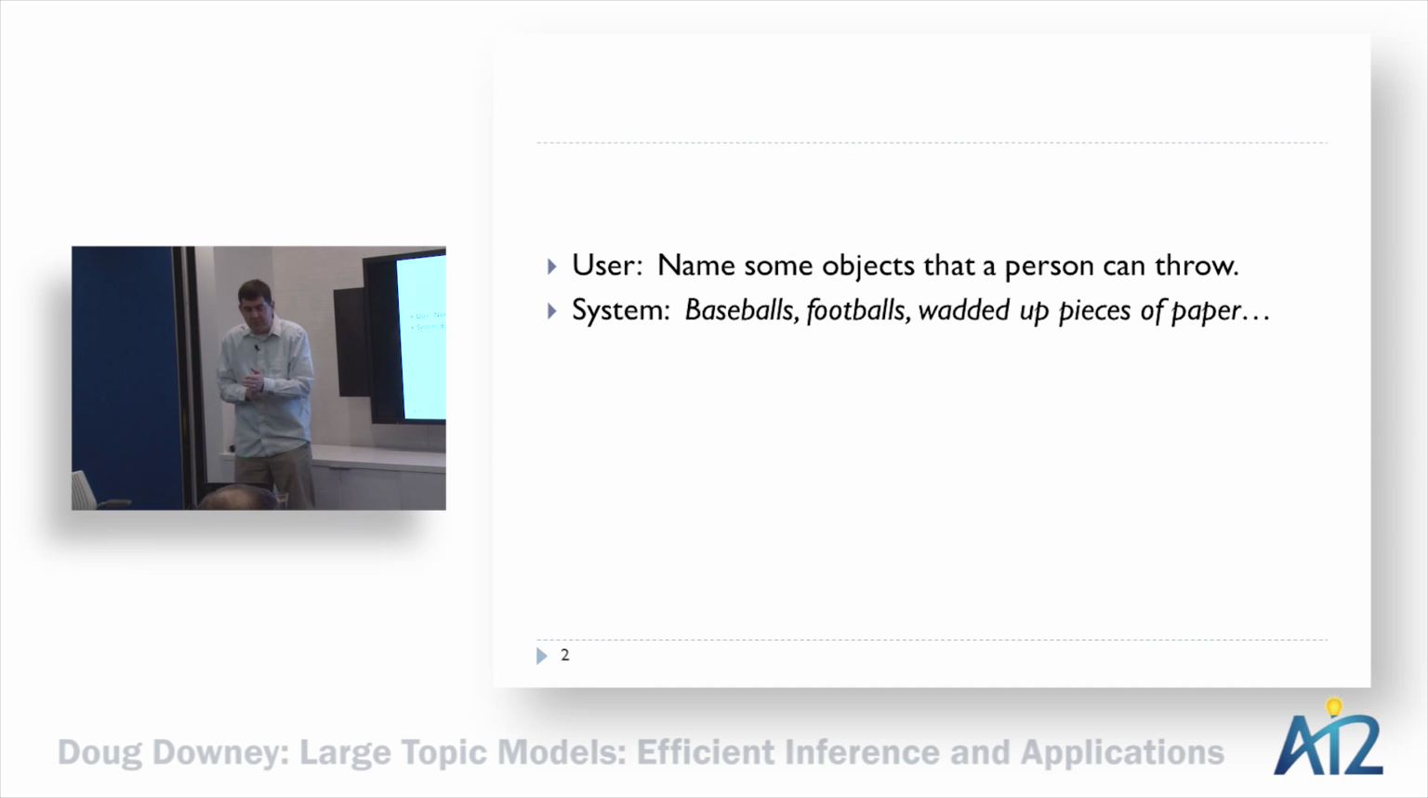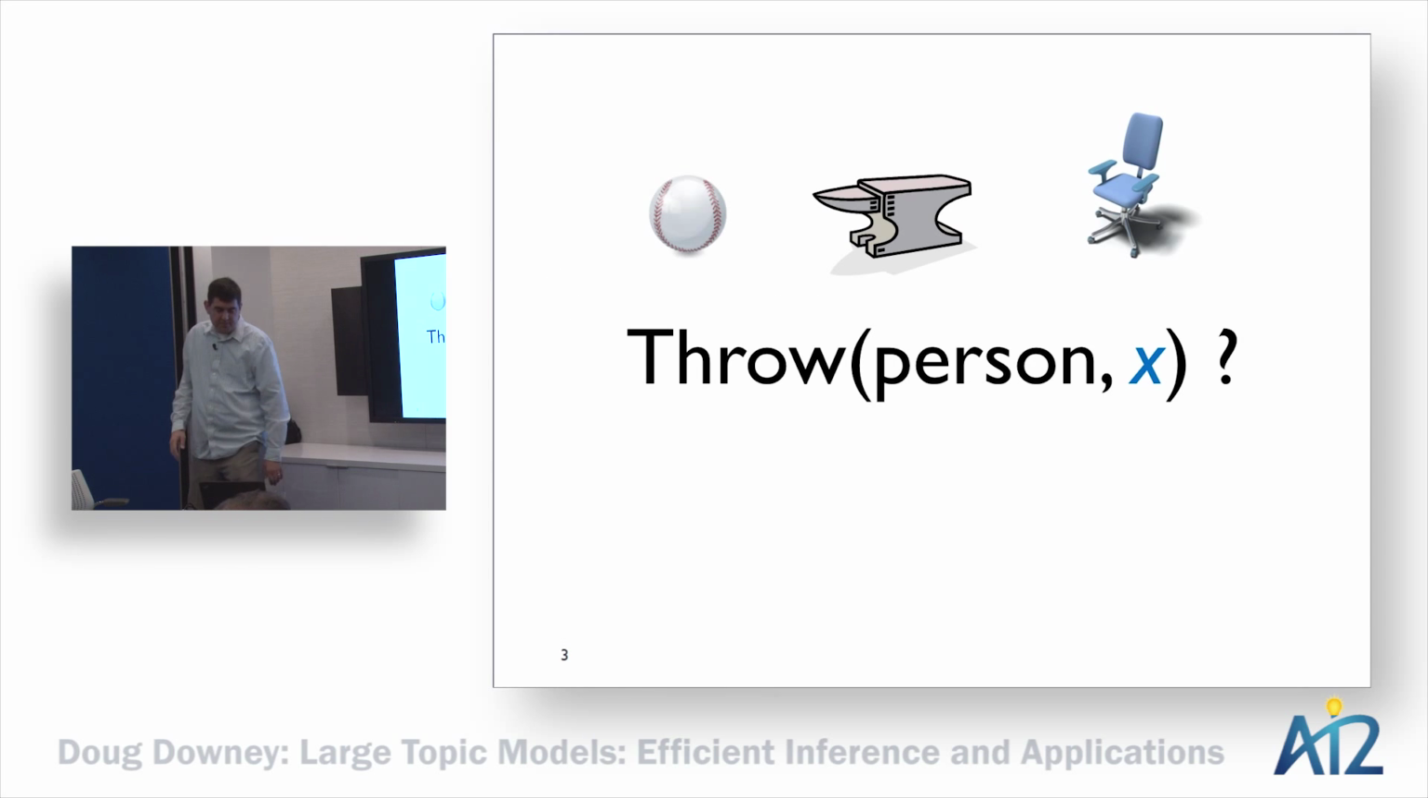But I'm going to start by talking about AI a little bit. So you imagine an AI system, right? One of the things we'd like an AI system to be able to do is answer questions like this that require some amount of world knowledge. So we'd like a user to be able to come and say, tell me some things that a person can throw, and the system should just be able to name some things that a person can throw. This is one of the things that we'd like an AI system to be able to do.